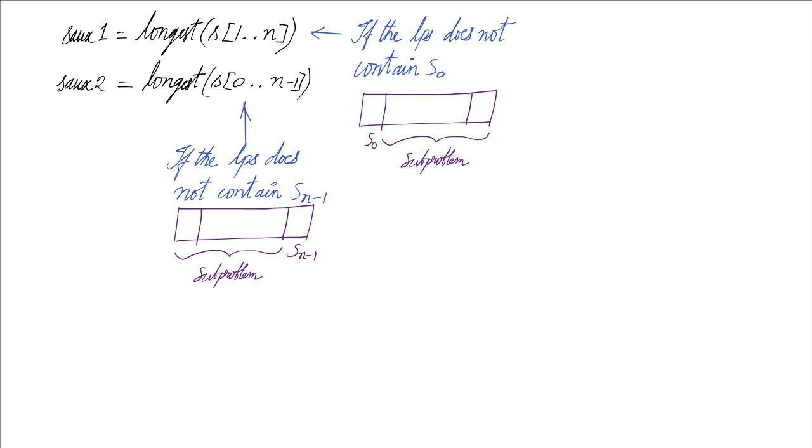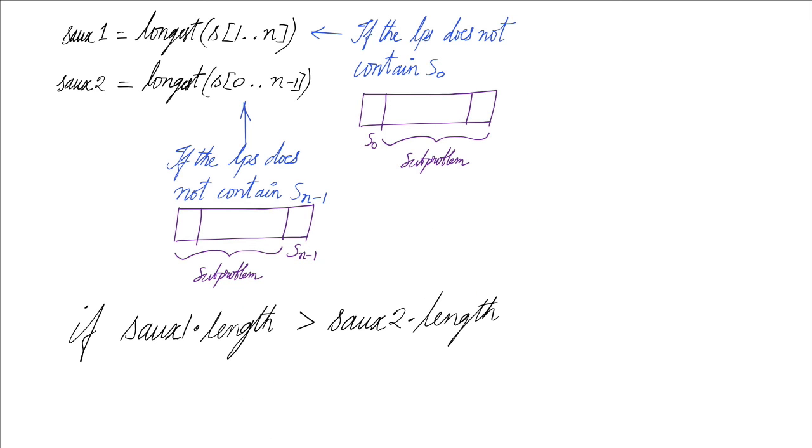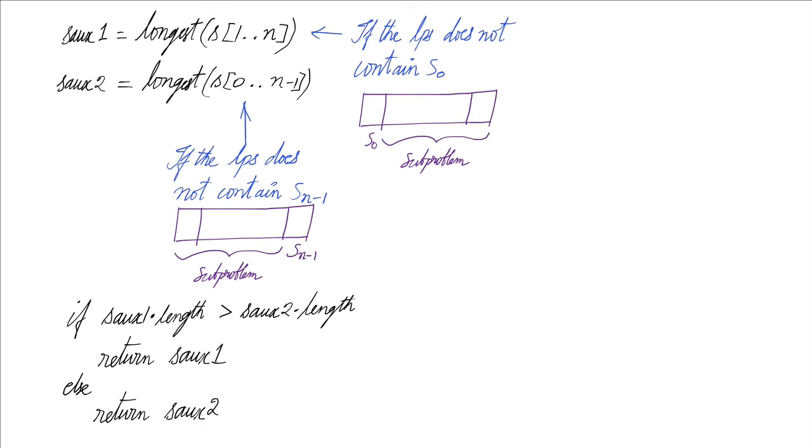And we check if SX1's length is greater. We return SX1, which is the string that excludes the first character. Otherwise, we return SX2, which is the longest palindrome substring that excludes the last character of the string.